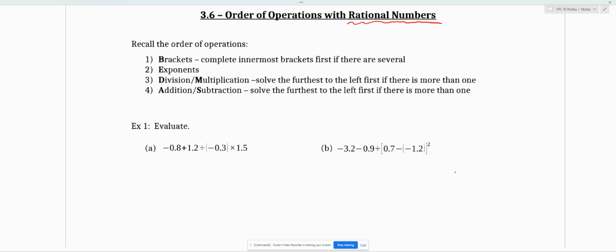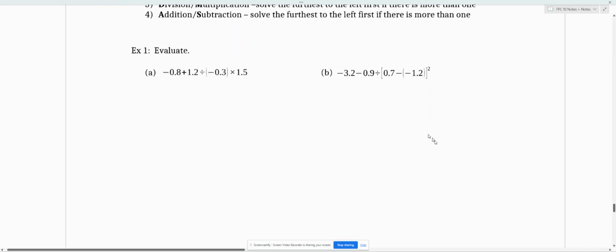order of operations, BEDMAS. So we do our brackets first, completing them innermost first, using our order of operations, then exponents if we have any. We learned that from last unit. And then we do division, multiplication, left to right, and addition, subtraction, left to right. Okay, so let's tackle these.